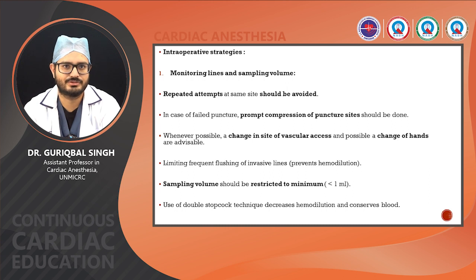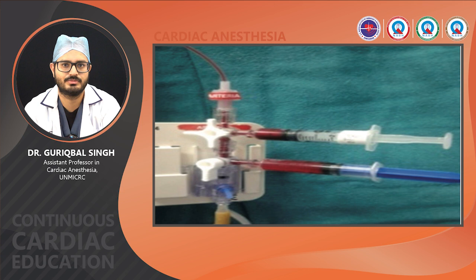Now, what are the intraoperative strategies? Monitoring lines and sampling volume. Repeated attempts at the same site while taking the cannulas, while securing the lines, should be avoided. In case of failed puncture, prompt compression of the puncture site should be done, and whenever possible, a change in the site of vascular access and a possible change of hands are advisable. Limit frequent flushing of invasive lines because it will prevent hemodilution, and sampling volume should be restricted to a minimum, that is less than 1 ml. Use of the double stopcock technique decreases hemodilution and conserves blood. So this is a double stopcock technique.